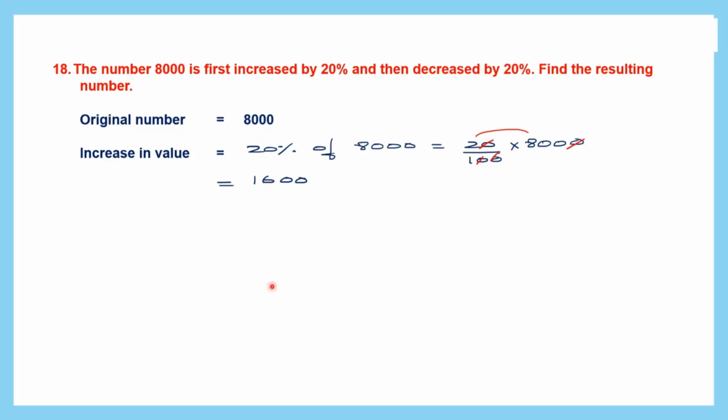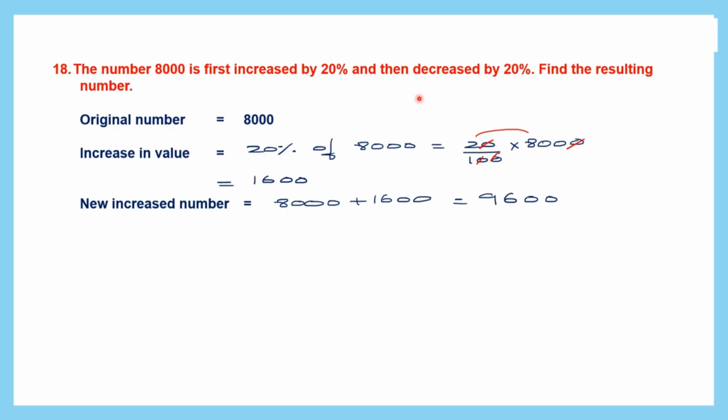So the increase in value we have found out to be 1,600. Now which is the increased value? The increased number will be the original number plus the increase in value. That is 8,000, the original number 8,000, plus the increase in value, that is 1,600. So this 8,000 plus 1,600 is 9,600. So we have found the new increased number.